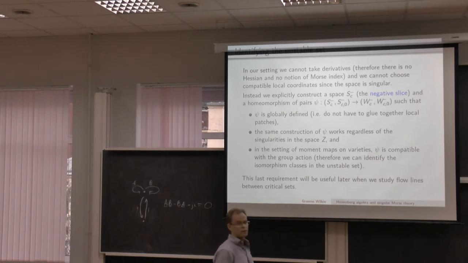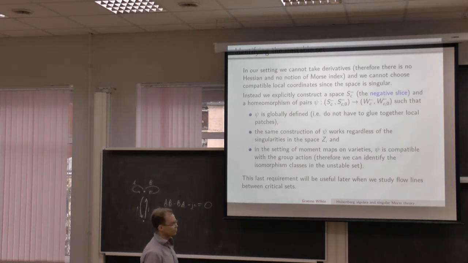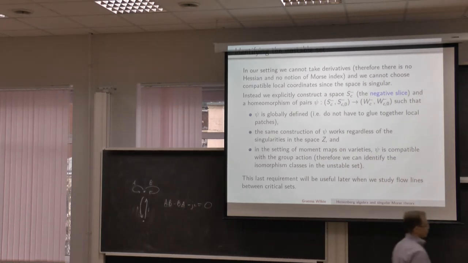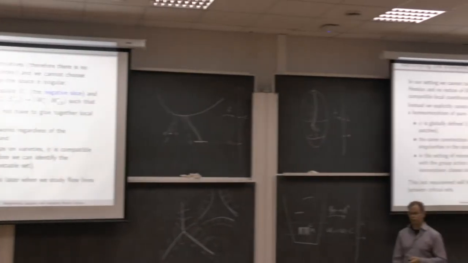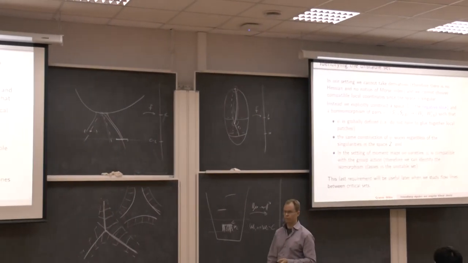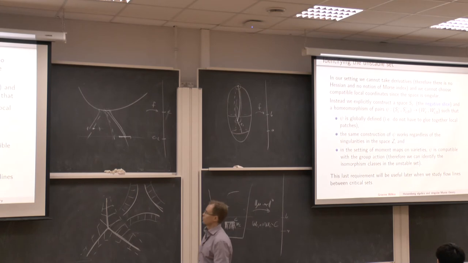Sorry, could you remind me of what the W's are? Oh, the W's are all the points that flow up to the critical point. So WC is WC times critical set C. And then if we remove C, WC0 is WC minus the critical set. So using excision, we can reduce this relative cohomology to a relative cohomology of this pair.